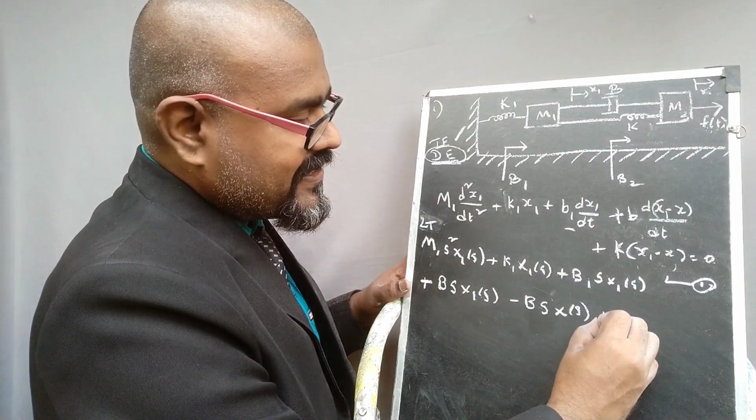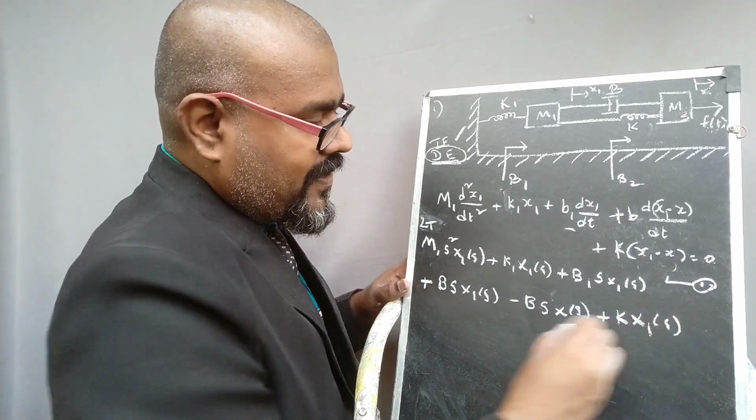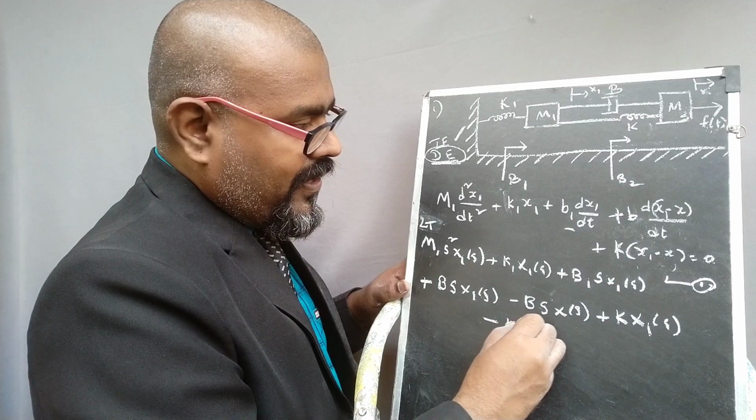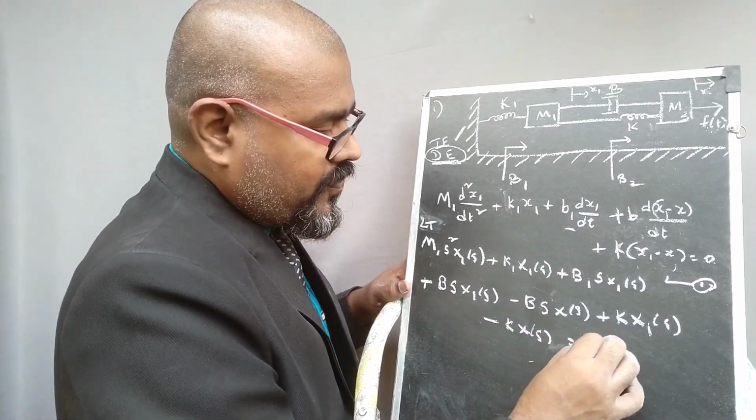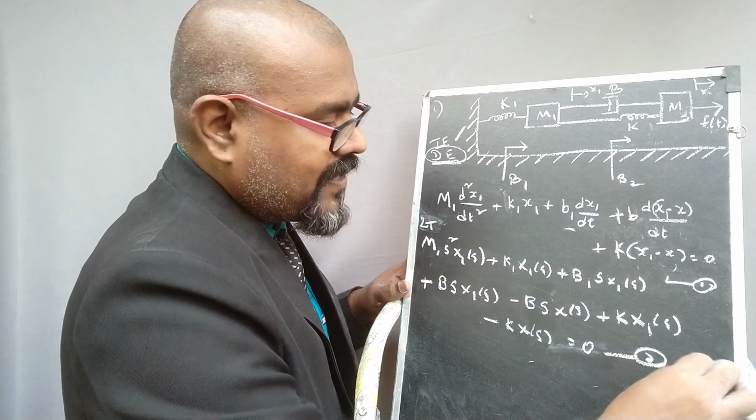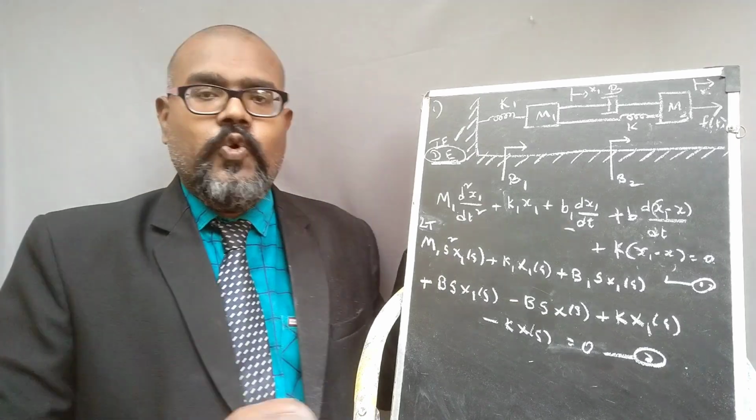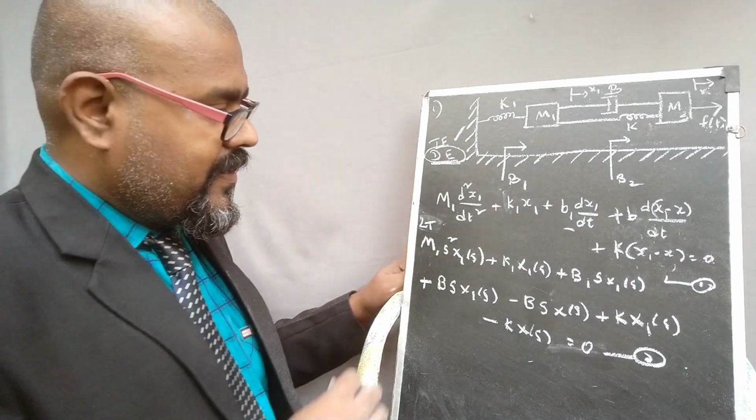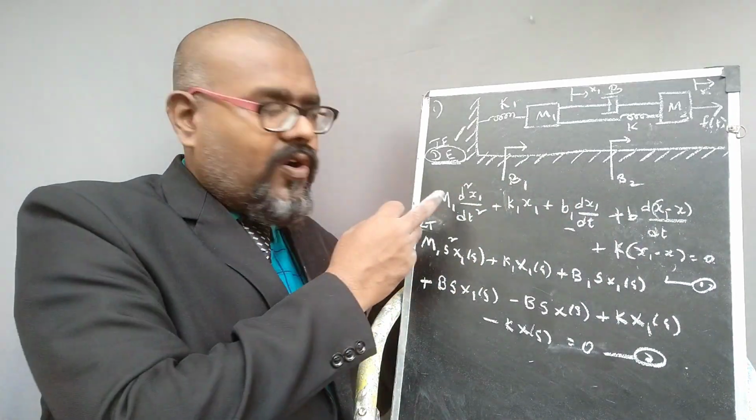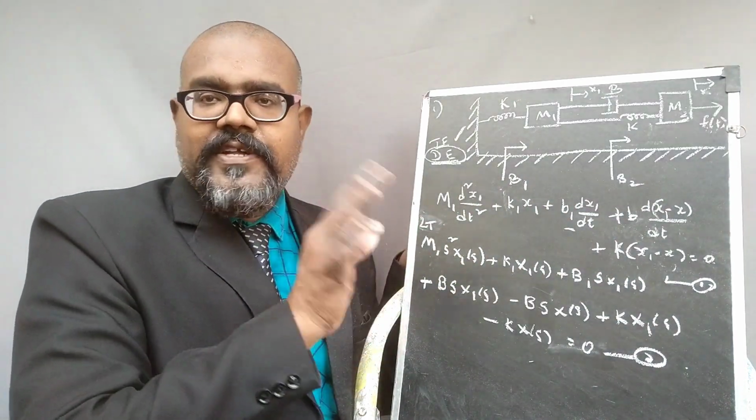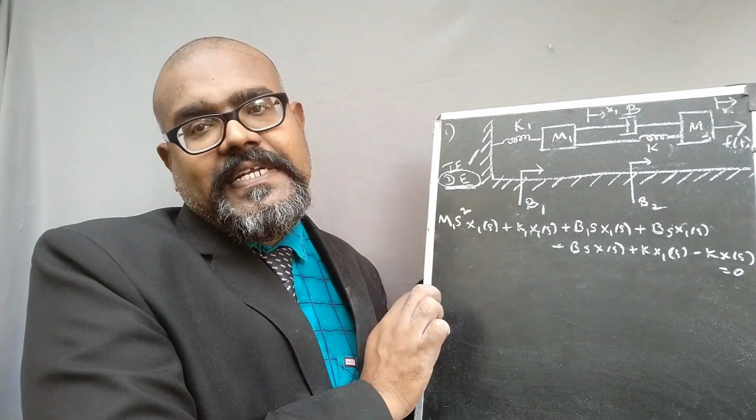Then the next term is the same. So X1 of S minus K into X of S is equal to 0. This is considered as equation number 2. Please remember, this is equation number 2. Here we are converting all the terms into the Laplace transform. It is over: the differential equation is converted into the Laplace transform format.